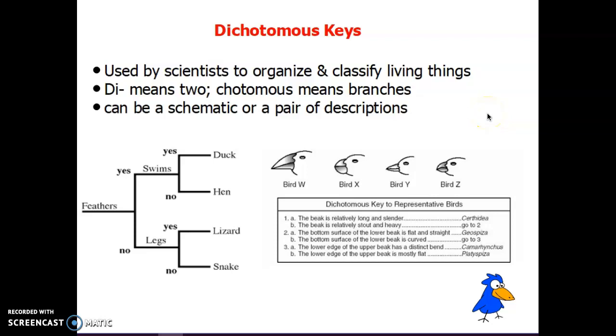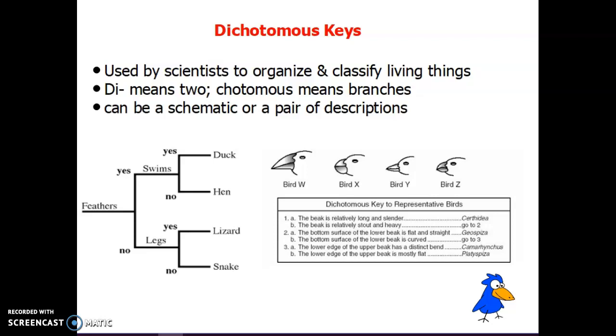Hello again, everybody. Today we're going to work on how to make and read and create something called a dichotomous key. Now, dichotomous keys are usually used by scientists or other people. It doesn't have to be just a scientist, but how they do it in science is they classify living things with them. And it's like a diagram or a set of couplets or pairs of things that you can read if you're trying to figure out the scientific name of something or just what the organism is.